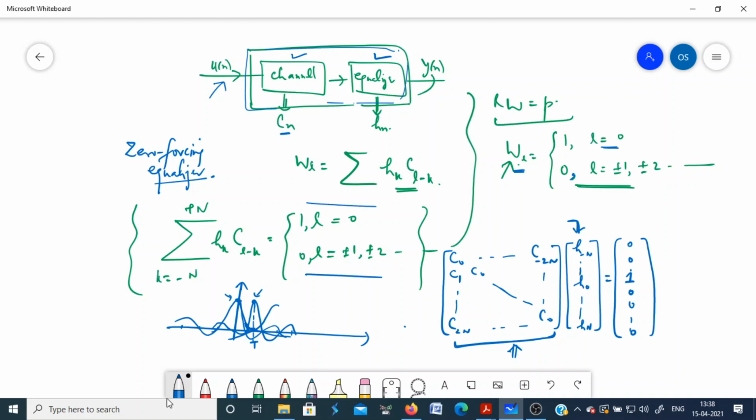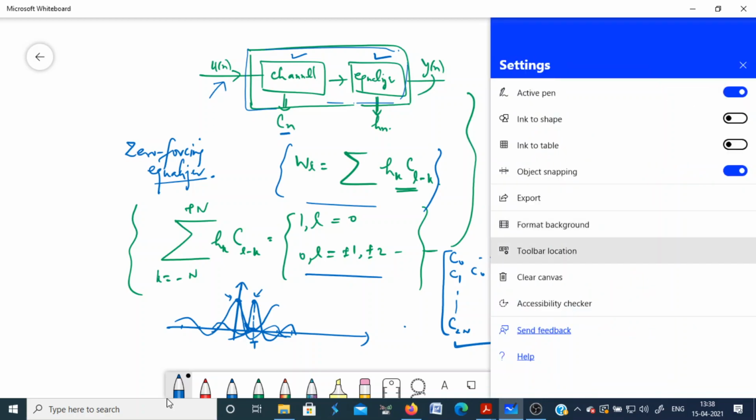So when the receiver receives the pulse and samples it at a particular time, the contribution from the adjacent pulses is zero at that time because of this type of impulse response of the channel and equalizer in cascade. This is what is called channel equalization. Okay, this is how you can use the Wiener filter. But anyhow, there are many other applications.